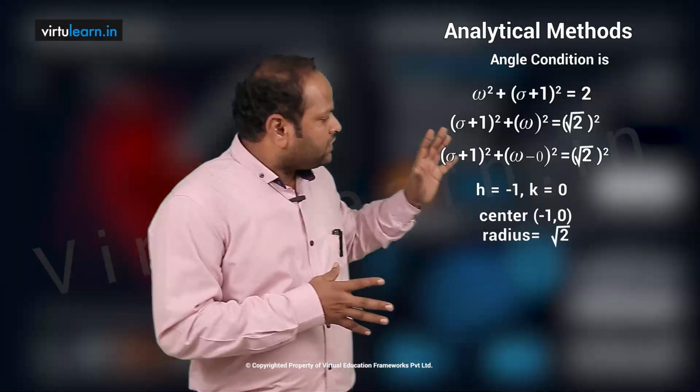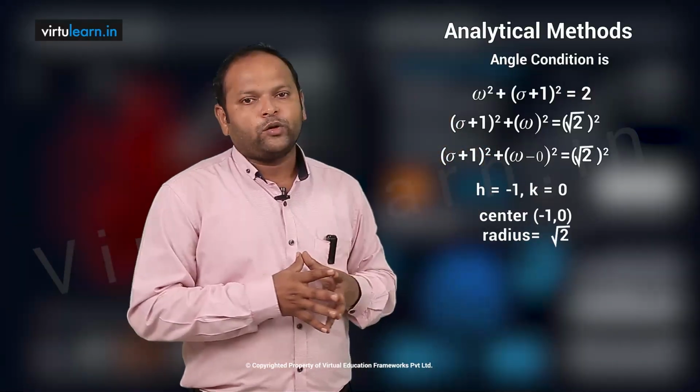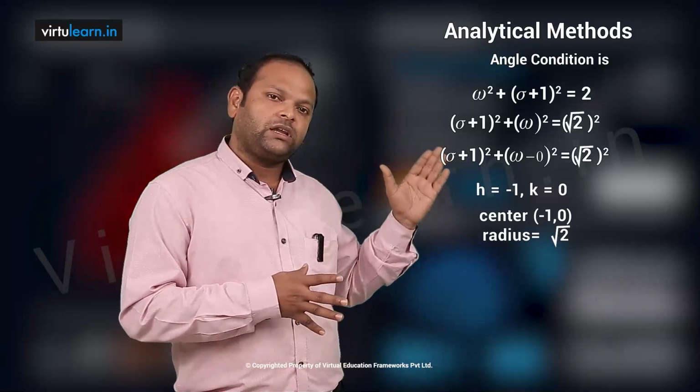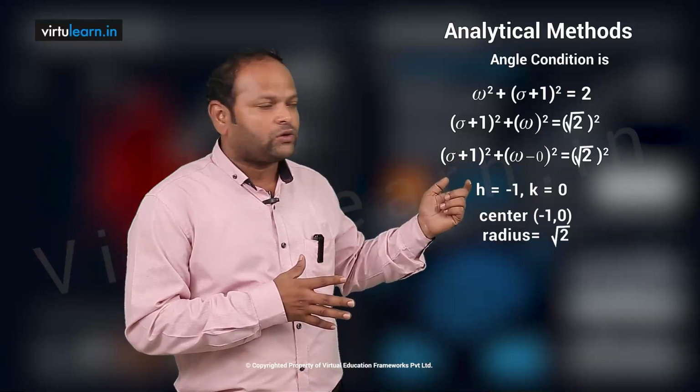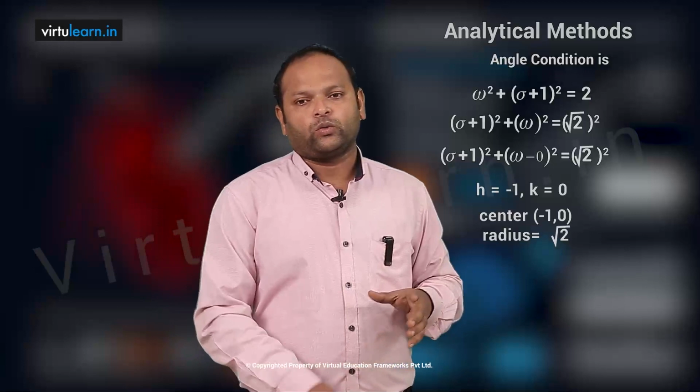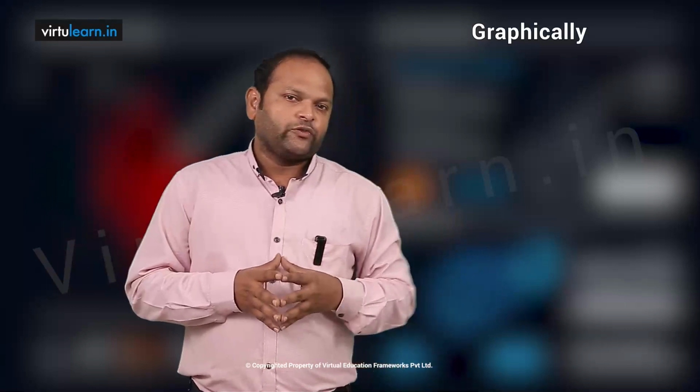So we can show that the given open loop transfer function will have a root loci, and the root loci will be in the form of a circle, and that circle will have a center minus 1 comma 0 and its radius is root 2. So this way we can prove analytically how the root locus forms a circle for the given open loop transfer function. Graphically also we can do that.